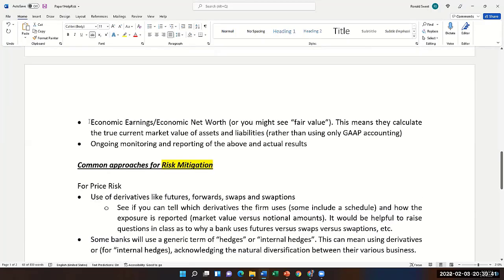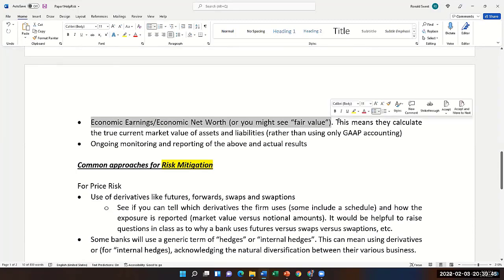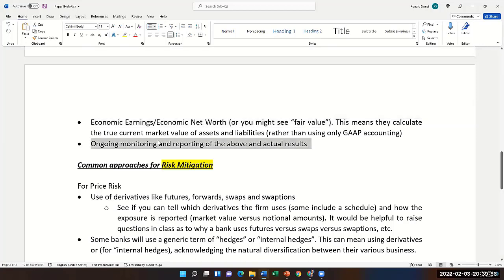The one that you see for both is economic earnings, economic net worth. Anytime you see the word economic, what they're saying is forget GAAP accounting. Let's mark everything to market. Let's look at things on a true economic basis. And then all of them talk about ongoing monitoring and reporting and those kinds of things.